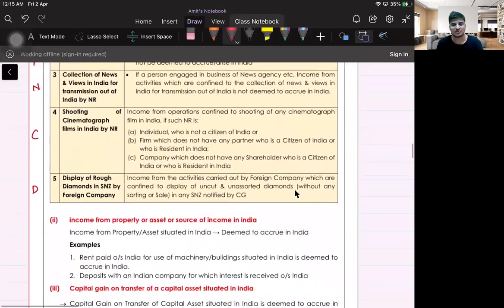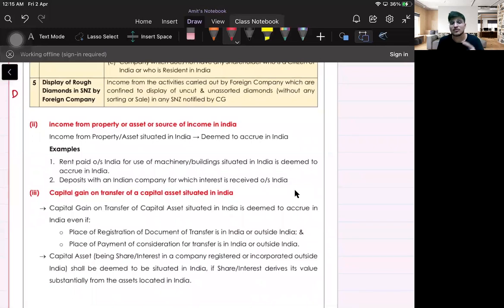This is your first point on business connection. Don't forget what we are doing: we are doing income deemed to accrue in India. The first point is business connection. Second point, if you have a property or asset or a source of income in India, I gave an example of this last time. There are two cases.